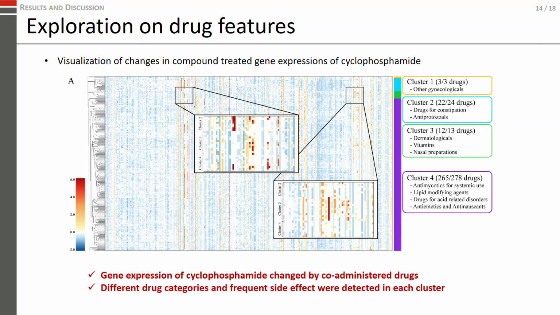The last is feature analysis. I brought an example of cyclophosphamide. The heat map shows the changed features of it affected by each paired drug. Hierarchical clustering was done considering the correlation of features, and different drug categories and side effects were examined for each cluster.